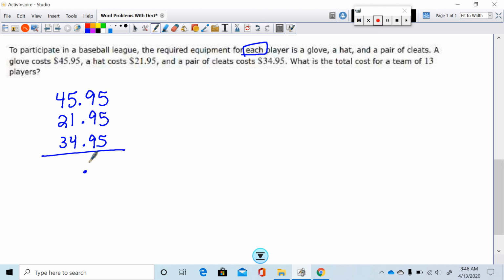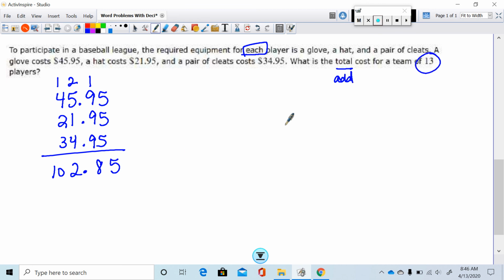Okay, lining up your decimals. 5 plus 5 plus 5 is 15. Write down the 5, carry the 1. 9 plus 9 plus 9 plus 1 is 28. Write down the 8, carry the 2. 2 plus 5 plus 1 plus 4 is 12. Write down the 2, carry the 1. 1 plus 4 plus 8 plus 3 is 10. So one player costs $102.85. What is the total cost for a team? Total means add. For a team of 13.